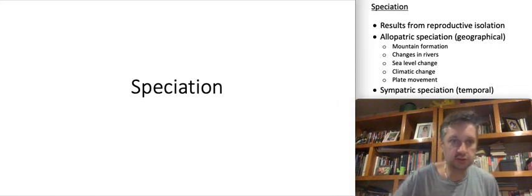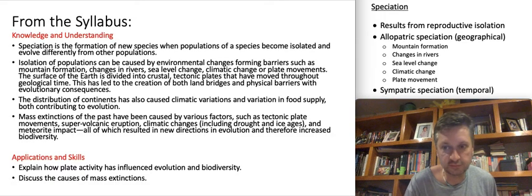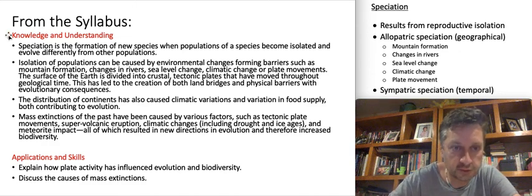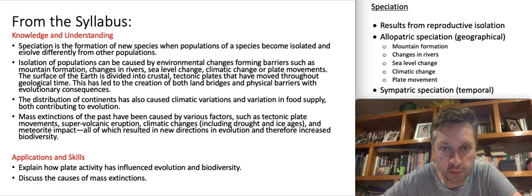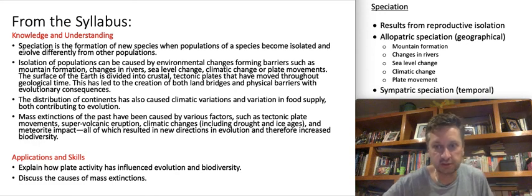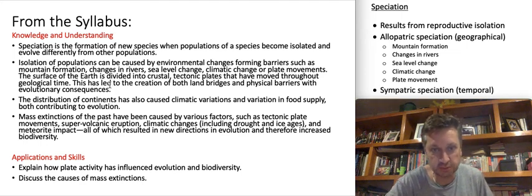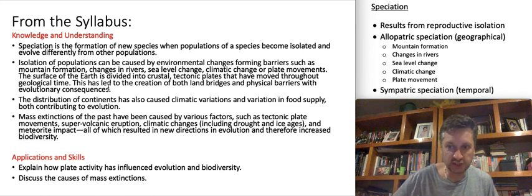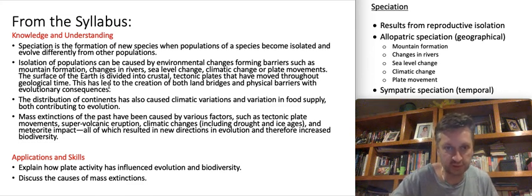Okay, let's look very quickly, please, at the syllabus statements. Fairly short because we've covered most of it in the first video. First of all, the definition of speciation. It's the formation of new species when populations of species become isolated and therefore evolve differently. I've already said that. I've already mentioned these possible allopatric mechanisms of division of a group of living things. I won't go through that again now.